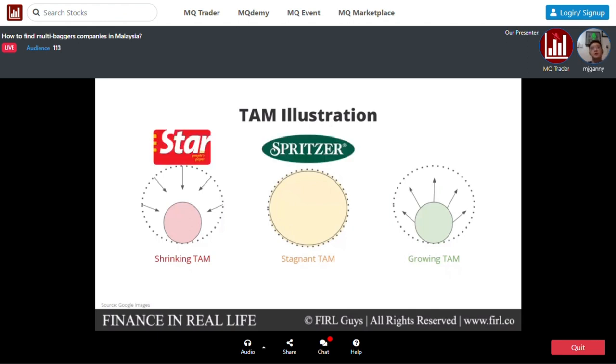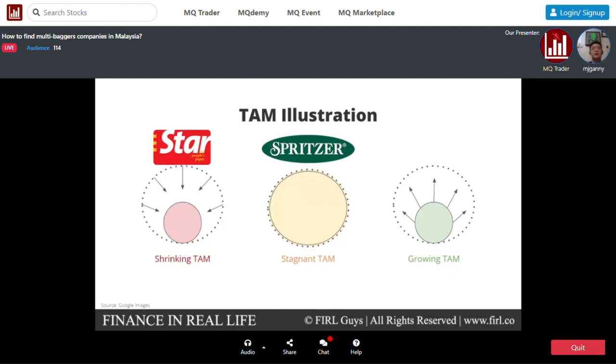The example I always give would be Star newspaper. They have what we call a shrinking total addressable market, right? If you think about it, nobody is really using newspaper. For me personally, the greatest use of newspaper is to put in my car seat, where we put the foot area, in case I go hiking so I don't dirty my car. Now, that is a shrinking total addressable market. You want to avoid companies like that.